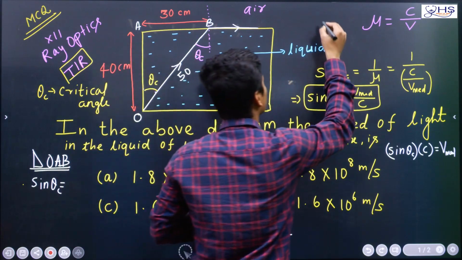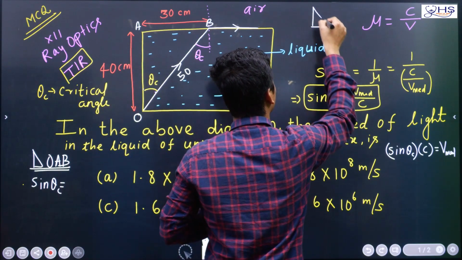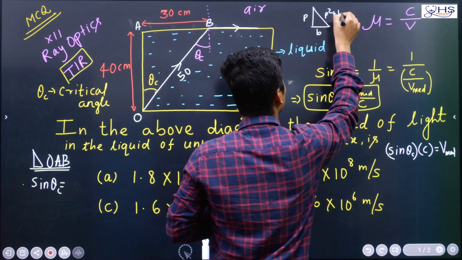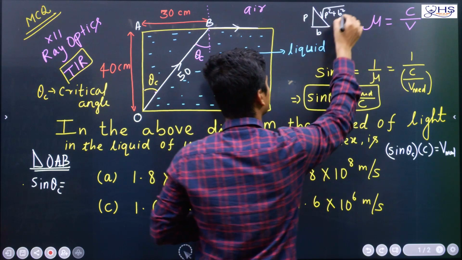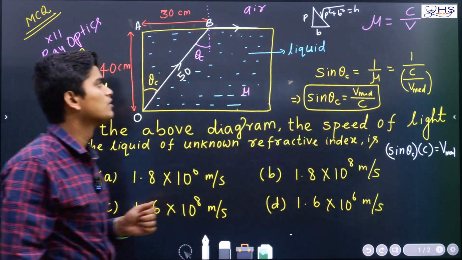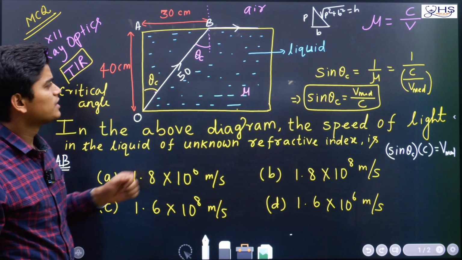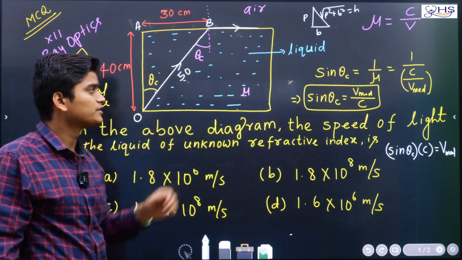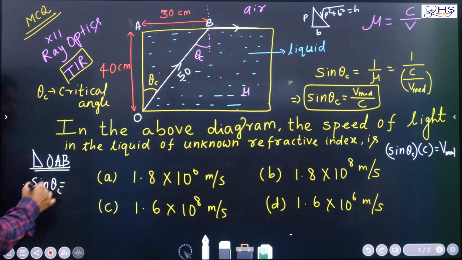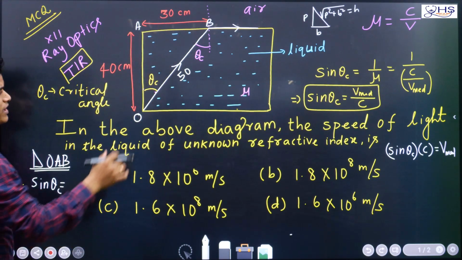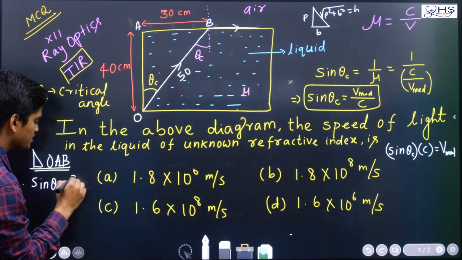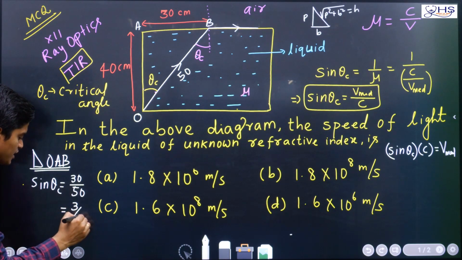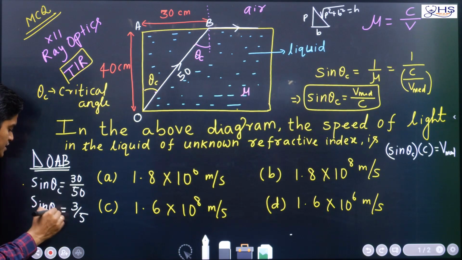You already know this one. Hypotenuse H equals the square root of p square plus b square. So 30 square plus 40 square, under the root, gives basically 50. So the hypotenuse is 50. Sin theta c is perpendicular by hypotenuse, so it is 30 by 50. The zeros get cancelled, so you get 3 by 5. Sin theta c is 3 by 5.